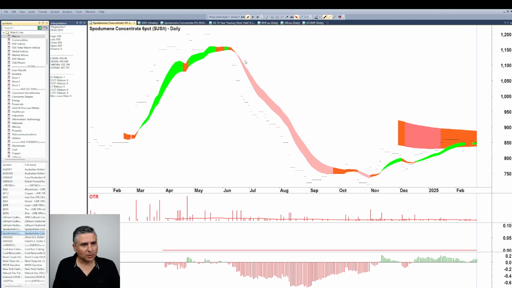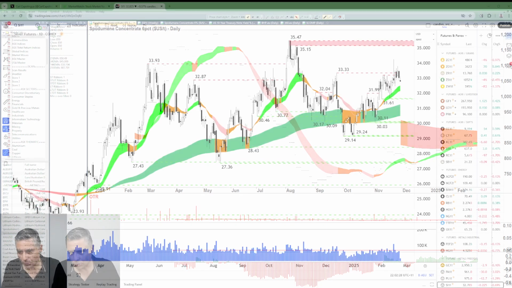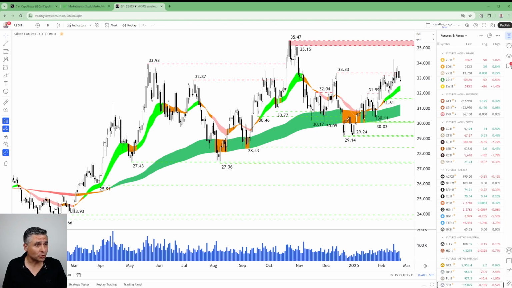Spodumene concentrate there, the Australian S&P Global Platts price. Somewhat of an uptrend, but flattening out. Let us head over to the TradingView screen now.